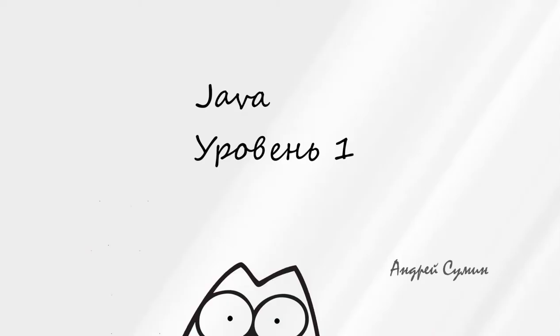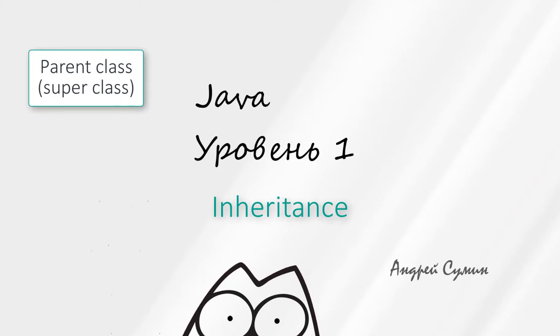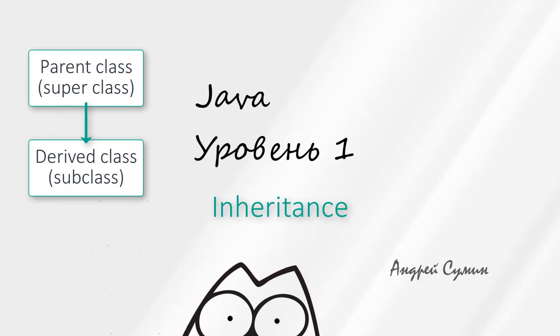One of the most exciting and useful functions in Java is inheritance. Inheritance allows creating the hierarchy of classes having the parent class, which is called Superclass in Java, and the derived class, which is called Subclass in Java. Inheritance is a very common thing in real life.